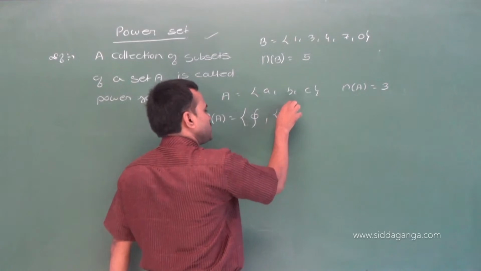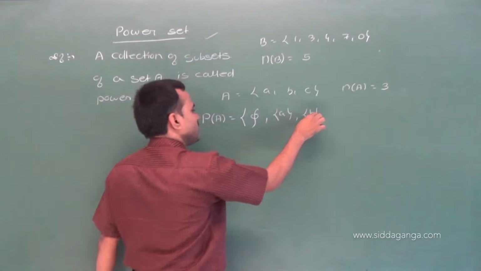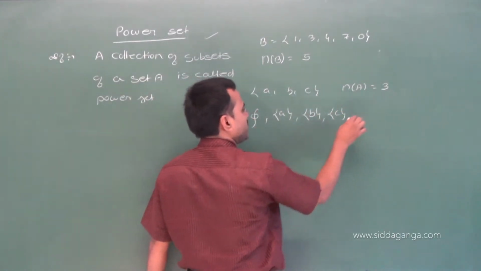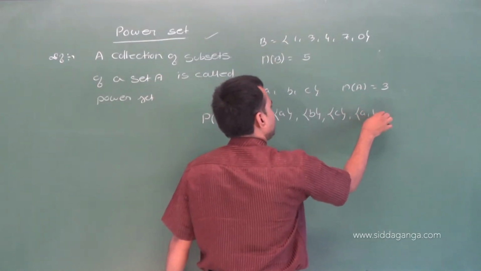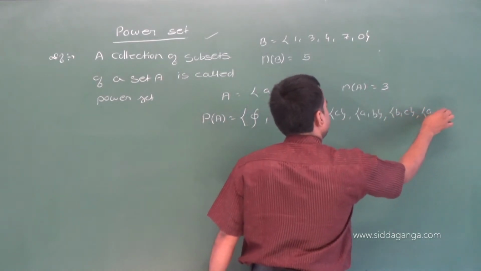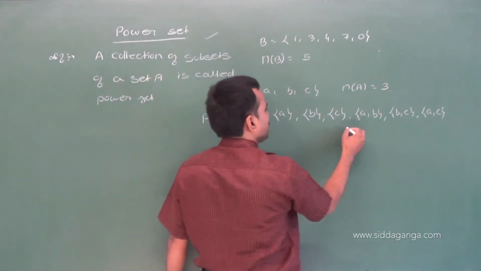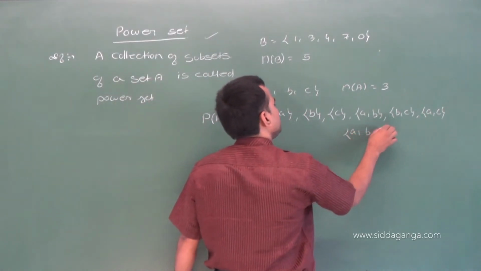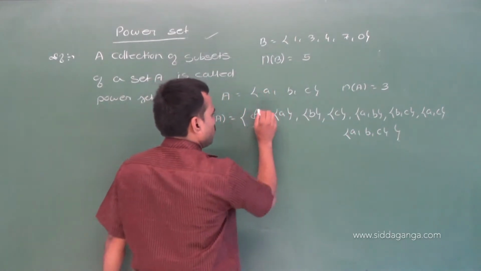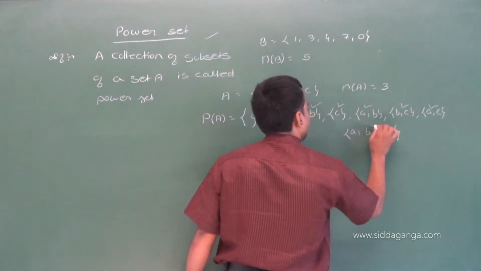So a set containing single elements are there. It is also a subset of A. The set containing single element B is also a subset of A. The set containing C is also a subset of A. 2 elements are there. A comma B. Then B comma C, then A comma C. One more I write below. Okay, so A, B, C. Set is over. How many elements are there? 1, 2, 3, 4, 5, 6, 7, 8.